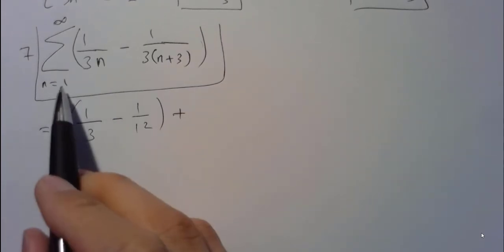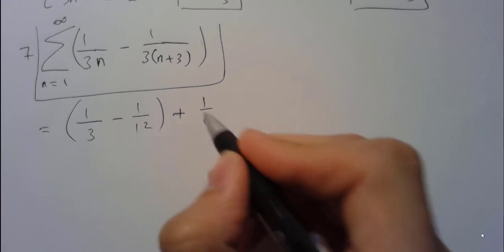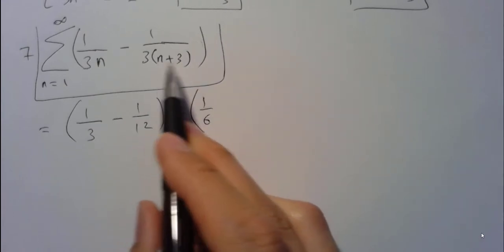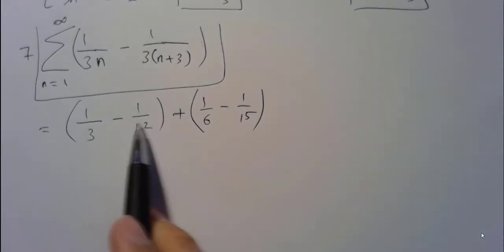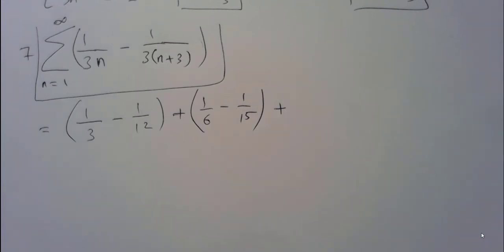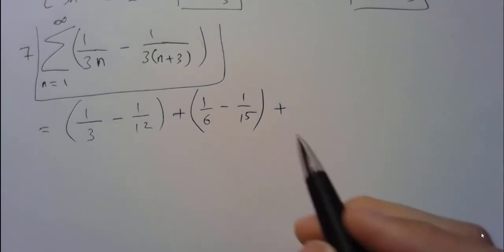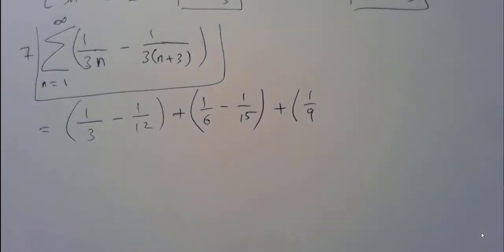Now when I increase to n equals 2, 2 times 3, that is 1 over 6, minus 1 over 2 plus 3, which is 5. 5 times 3, 15. We still don't see the terms cancel, so we keep going for a few more terms. When n equals 3, 3 times 3 is 9, so 1 over 9.